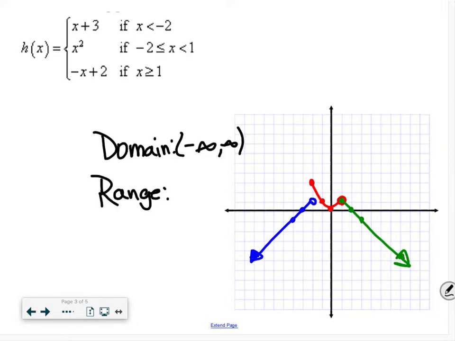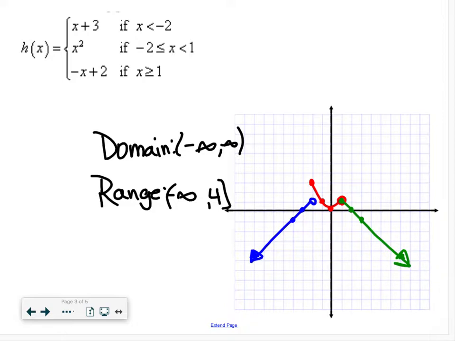Our range, this isn't very exciting. It's very similar to our last one, huh? We only have y values below which number? 4. So including 4 and below. So negative infinity to 4 would be our range. Okay, 4 and below.